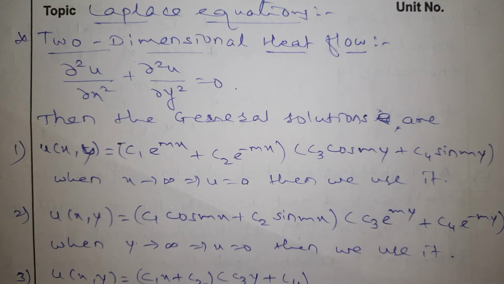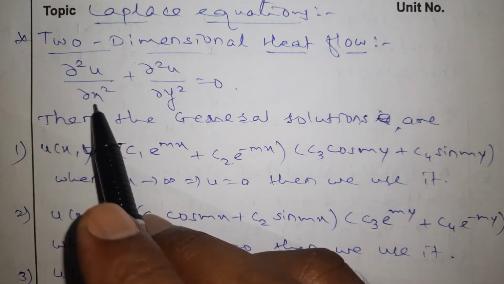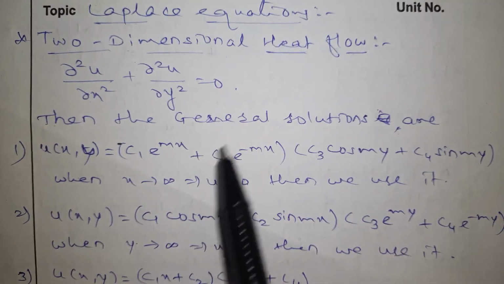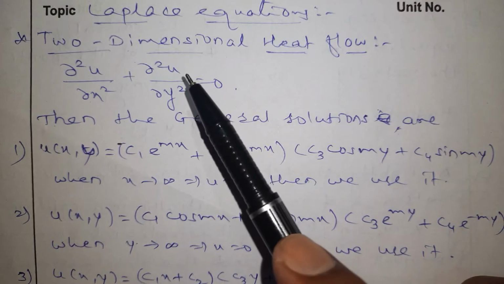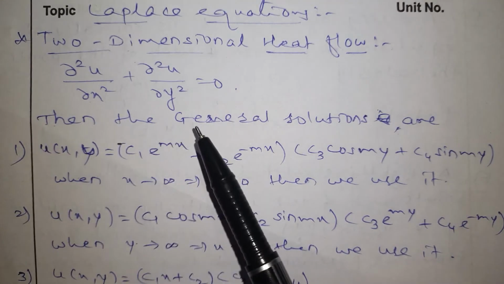Today we will see the Laplace equation, also called the two-dimensional heat flow equation. As we saw the one-dimensional heat equation, here the two-dimensional heat equation is ∂²u/∂x² plus ∂²u/∂y² is equal to 0. Here the temperature u is a function of two variables x and y.